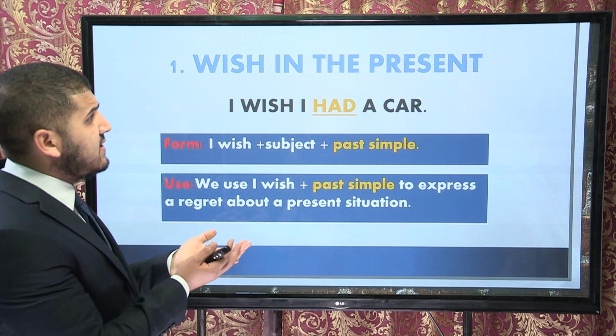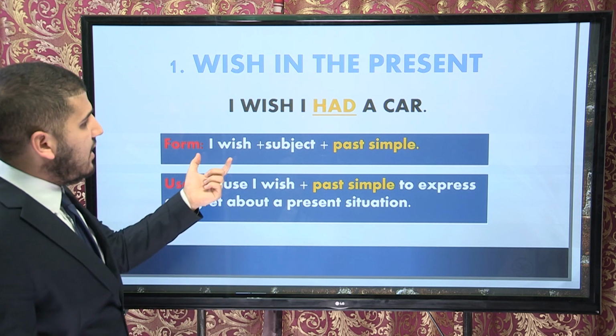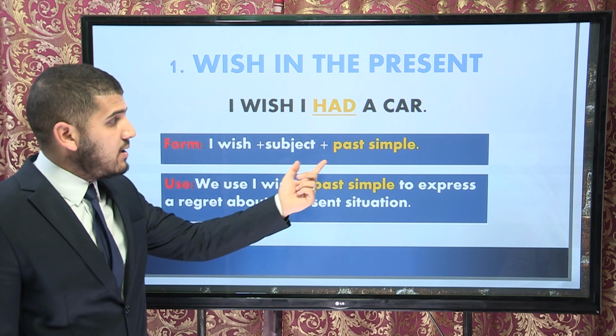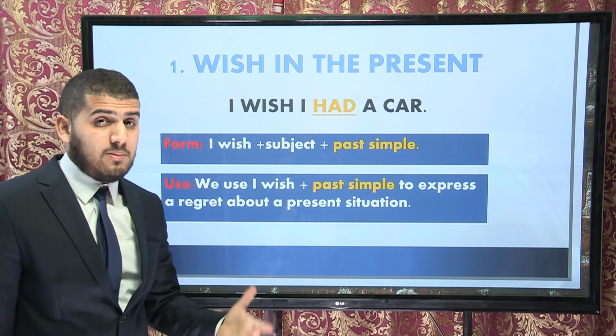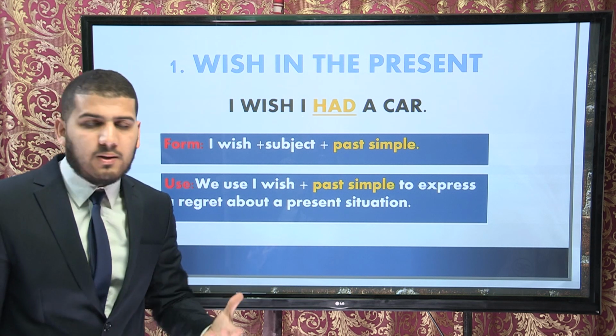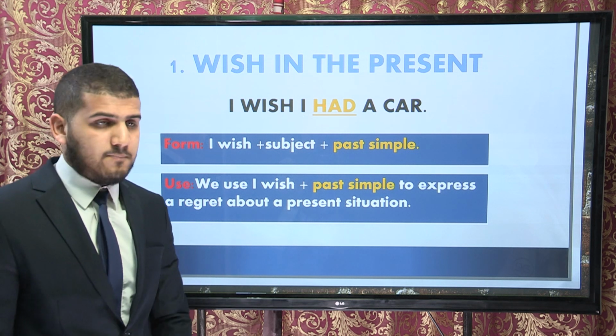Now, to sum up, if you want to express wish in the present, you need to use I wish plus subject plus past simple. So you need to conjugate the verb in the past simple. Although you are wishing in the present, you need to conjugate the verb in the past simple.